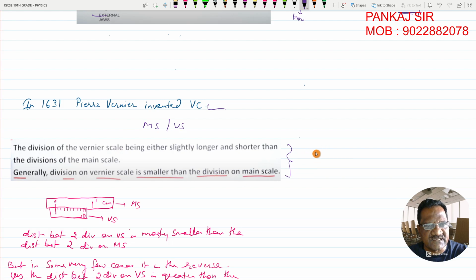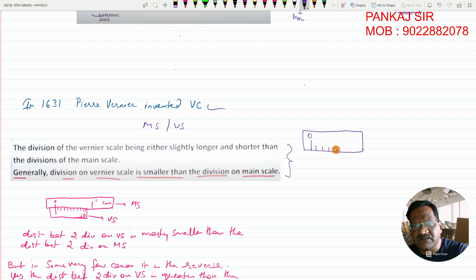So it has been found that the division on the vernier scale is slightly longer or slightly shorter than the division on the main scale. Now let me draw this and show you what I mean to say. Suppose this is your main scale, starting with a 0.